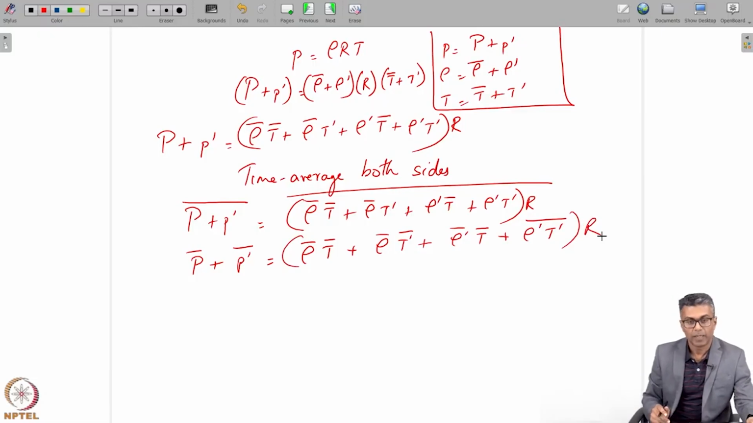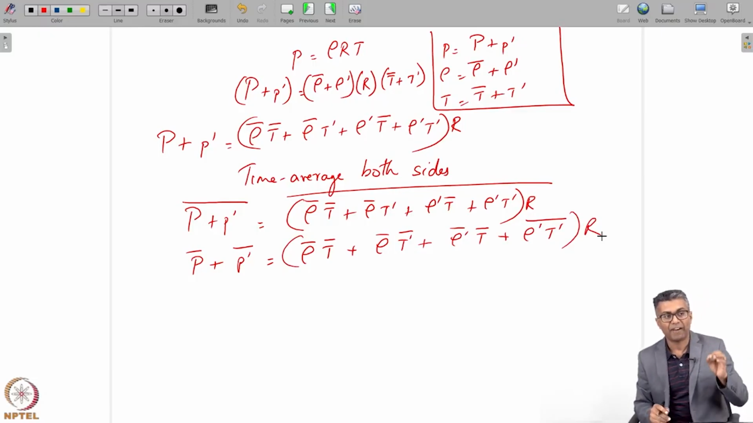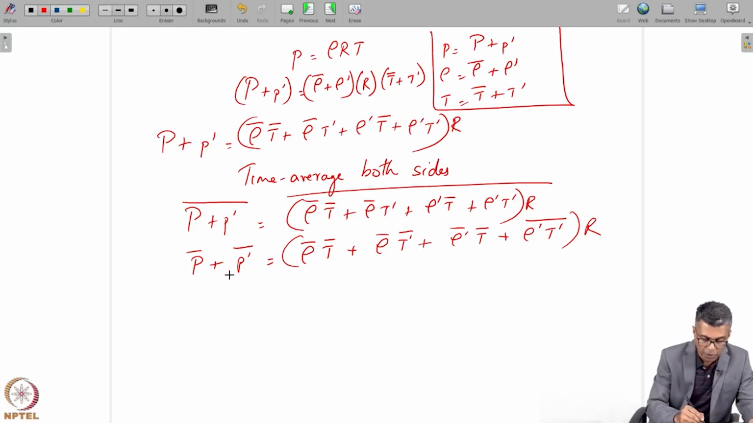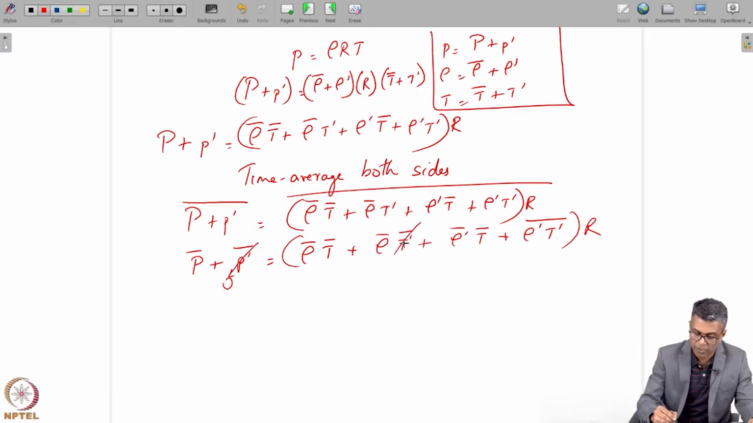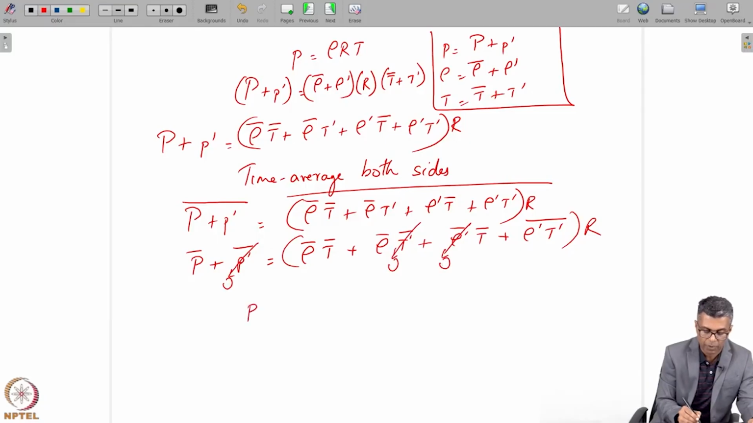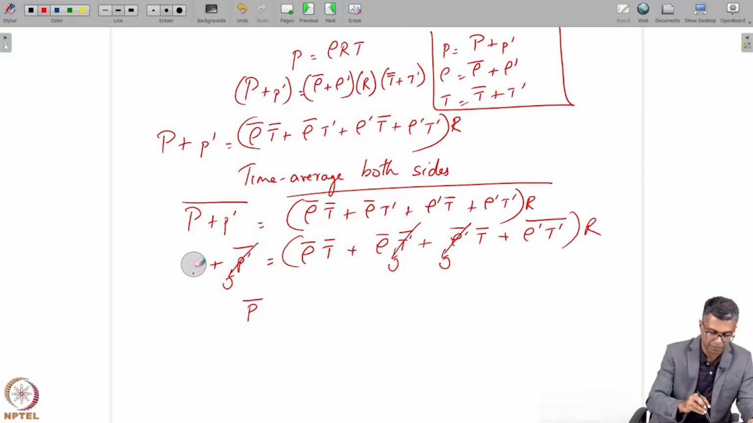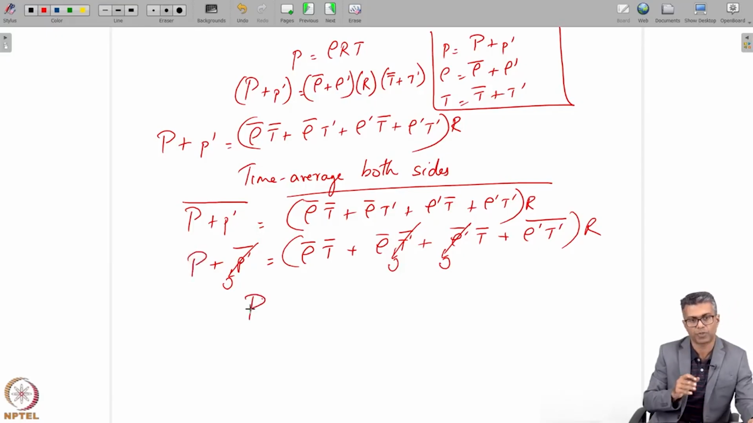All right. Now, based on what we know, the time average of the fluctuation comes out to be 0. Any term where you're taking a time average of the fluctuation will go to 0. So this term will go to 0, this term will go to 0, and this term will go to 0. So on the left hand side, you're only left with P bar, isn't it? Actually, based on our notation, it should just be P. So just a notation difference, we're just calling it P. So on the left hand side, you just have P.